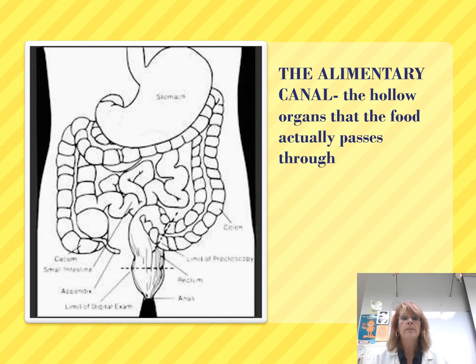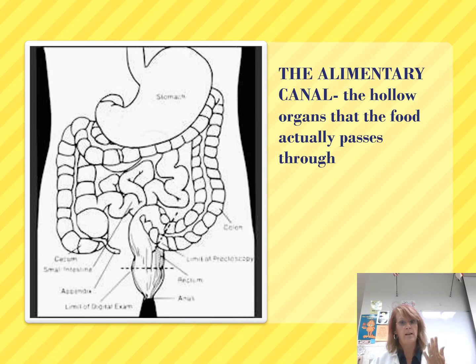Now, when we look at the alimentary canal, this is basically what you would call your food tube. This is one long, big tube that food just goes through. It's like this huge garden hose. And so these organs are hollow, and these organs have smooth muscle in them, and that smooth muscle allows them to peristalse.